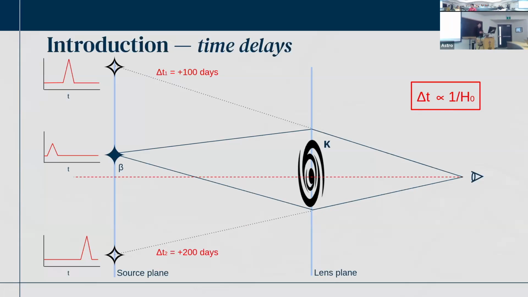If you work through the math, you find that the time delays are inversely proportional to H0. So theoretically, if you're able to accurately model the mass profile of this lensing galaxy, you can recover H0 to a high precision. So let's talk about the systems we typically use to get these time delays.